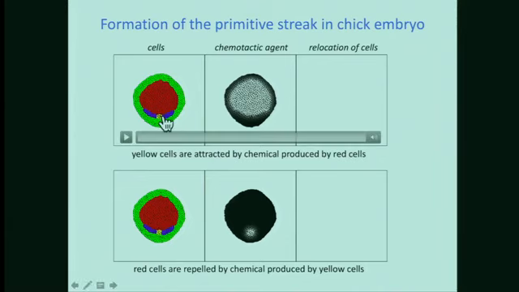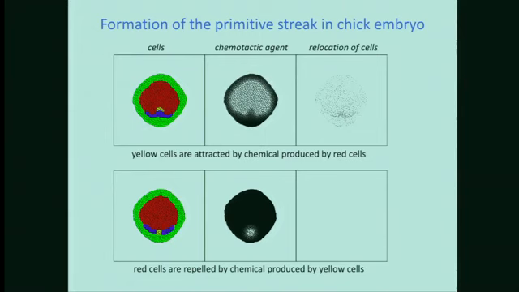Here, yellow cells are attracted by a chemical produced by red cells. So this white area means high concentration of this chemical. So we can see formation of the primitive streak. Since yellow cells are attracted by red cells, the interface between yellow and red will move towards red. And if blue cells are again attached strongly to yellow cells, we will have this formation of the primitive streak.